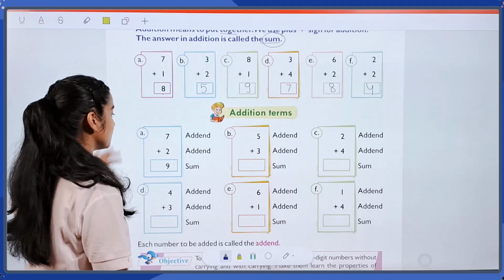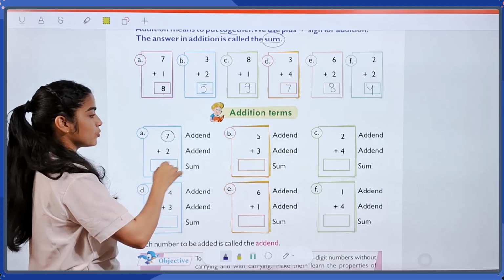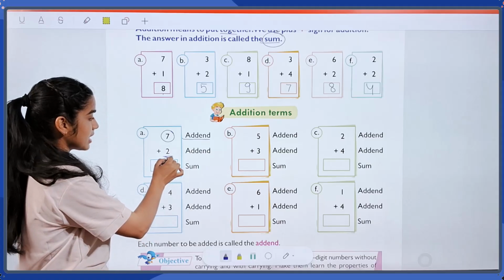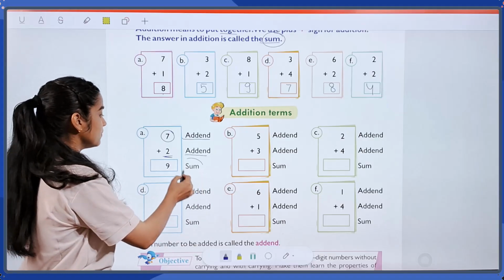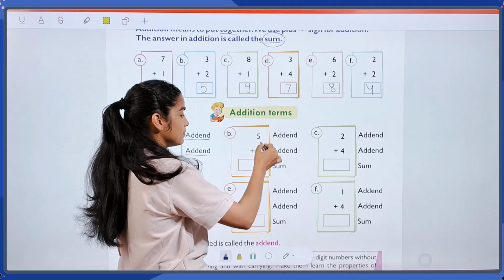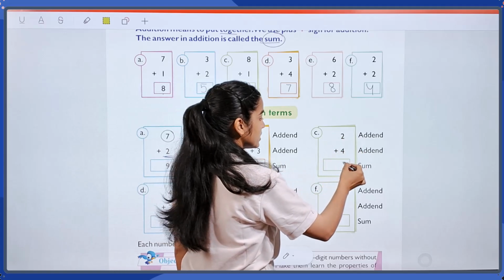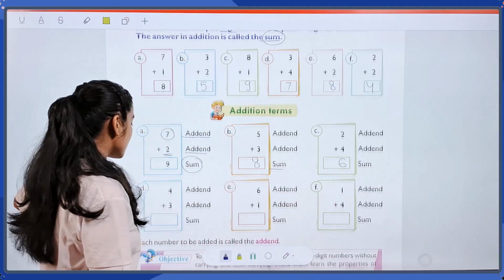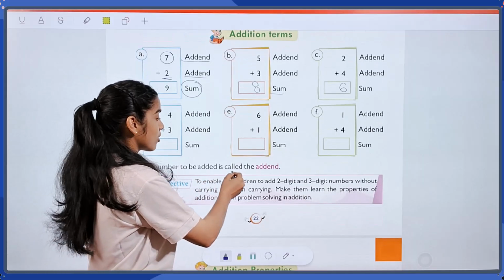Now we are going to learn about the addition terms. The first number to which we have to add the second number is called the addend. The second number is also an addend. So, when we add two addends, what do we get? We get our sum. So, 5 is an addend and 3 is also an addend. 5 plus 3 is 8, which is our sum. Now, 2 plus 4 is 6. Addend plus addend is your sum. In the same way, you have to solve the rest of the questions. Each number to be added is called the addend.